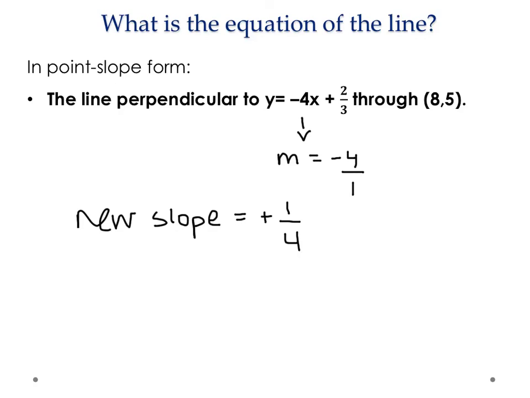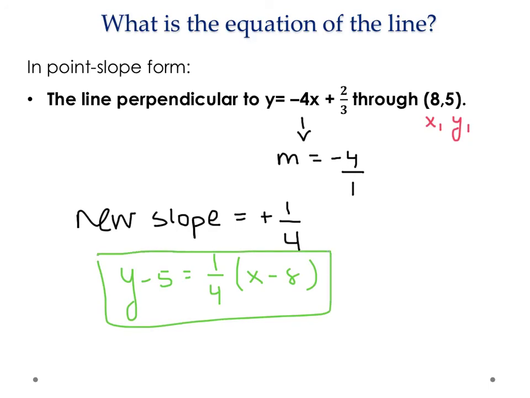And I'm going to go through the point 8,5, so that's my x1, y1. So plugging it into point slope form, y minus y1 equals my new slope of 1/4 times x minus x1. And this is the equation of a line perpendicular to that line.